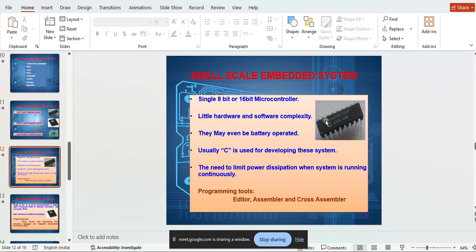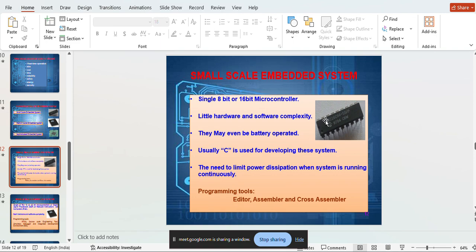Next, it has little hardware and software complexity. When you compare it to the different types of microcontrollers, the hardware and software complexity is very less. They may even be battery operated. You can use a simple battery and power the ICs. That is also possible in small scale embedded systems.